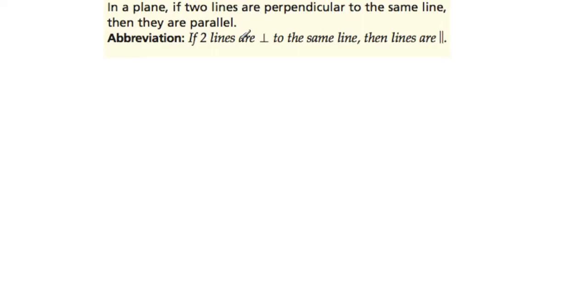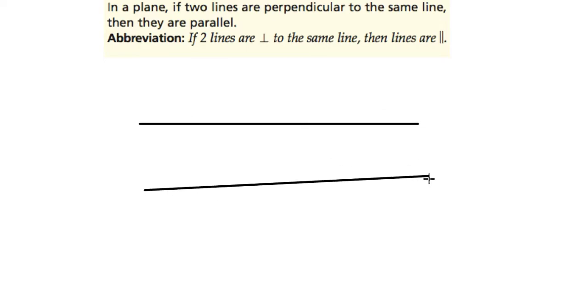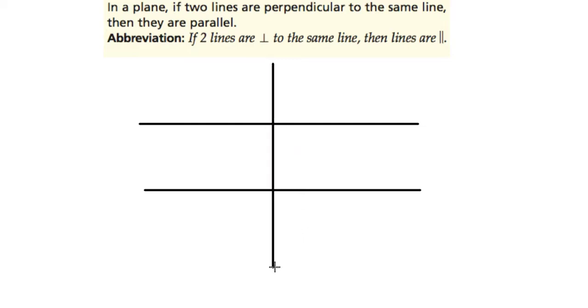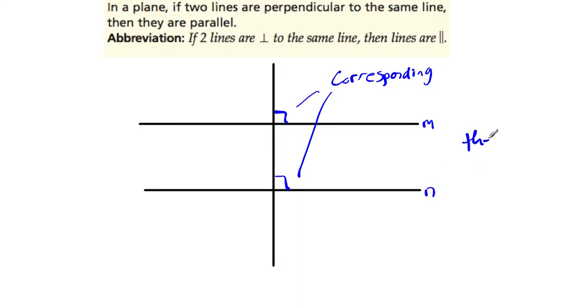And in a plane, if two lines are perpendicular to the same line, then they are parallel. So if two lines, just like this, are both perpendicular, look at this. These are corresponding angles. Well, wait a minute. We already know that if corresponding angles are congruent, lines must be parallel. So that means then M is parallel to N.